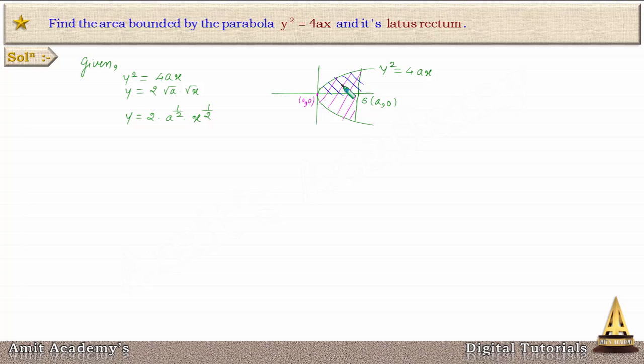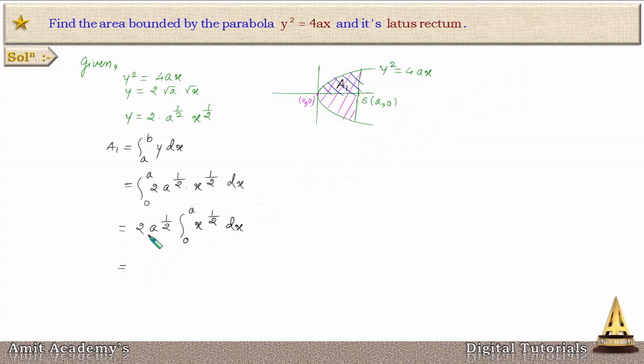And we will denote this area by A1. So first we will find A1, and then if I multiply this A1 by 2, I will get total area A. And for finding A1, the lower limit will be 0 and the upper limit will be a. So the formula for A1 is A1 is equal to integration from a to b of y dx. So is equal to integration, where lower limit is 0 and upper limit is a, and y is 2 a raised to half into x raised to half dx. Here both of these two terms are constant, so they have to be written outside the integration. So I'll get 2 a raised to half, integration from 0 to a of x raised to half dx.